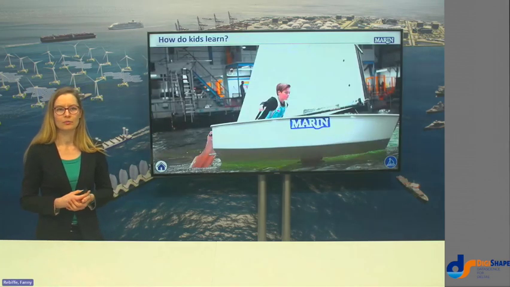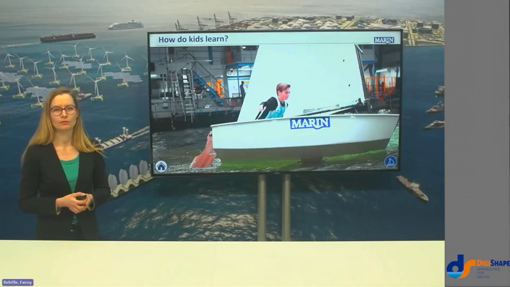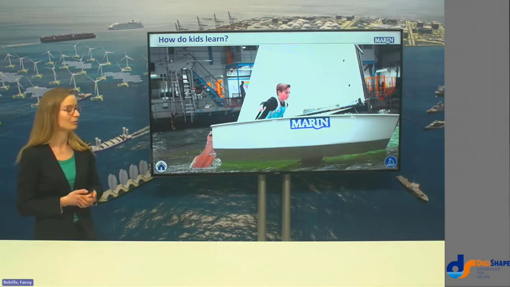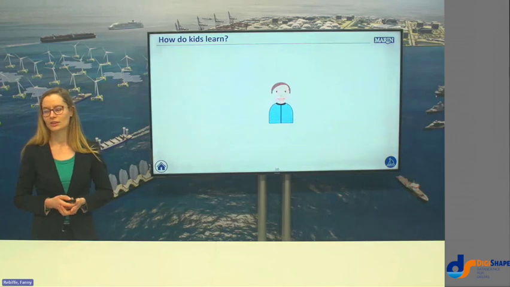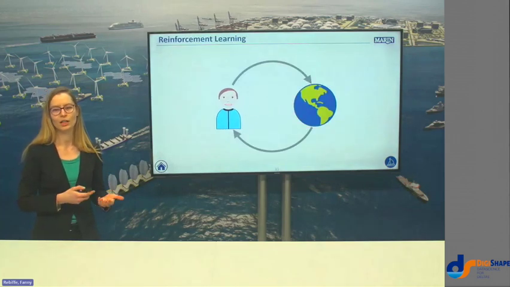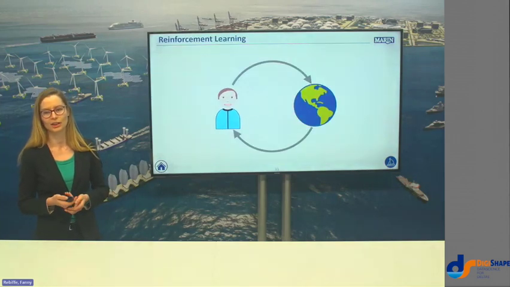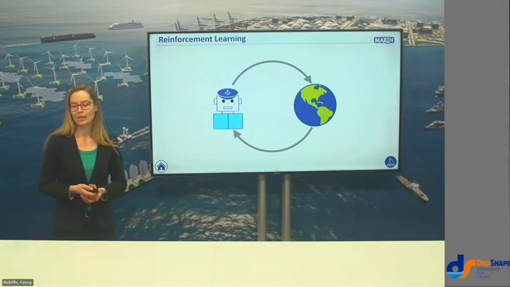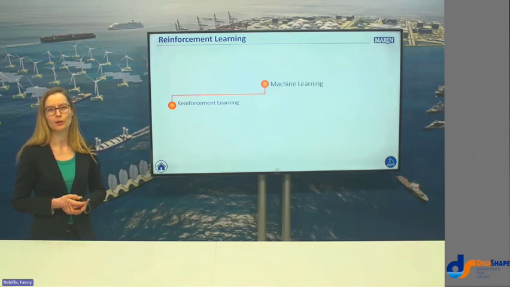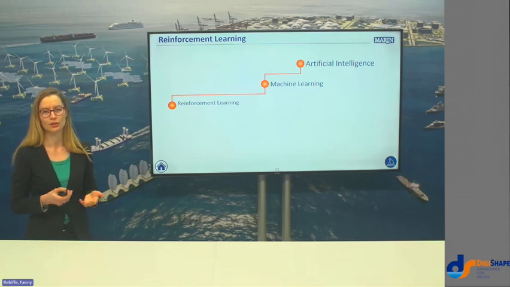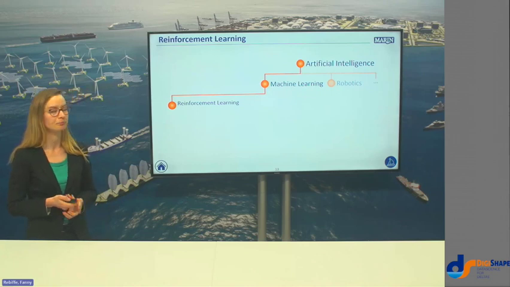So how can we gain this implicit knowledge like kids do, by a trial and error process? And this process is called reinforcement learning, in education and in machine learning. Reinforcement learning is a machine learning algorithm that is part of a bigger field, which is artificial intelligence, together with robotics and other fields.